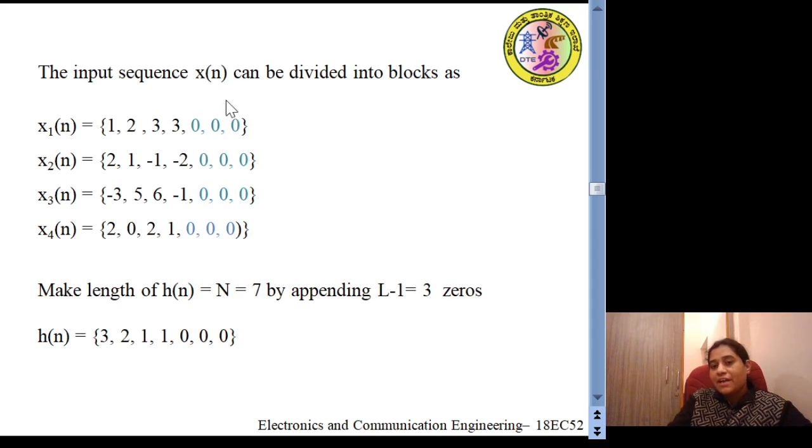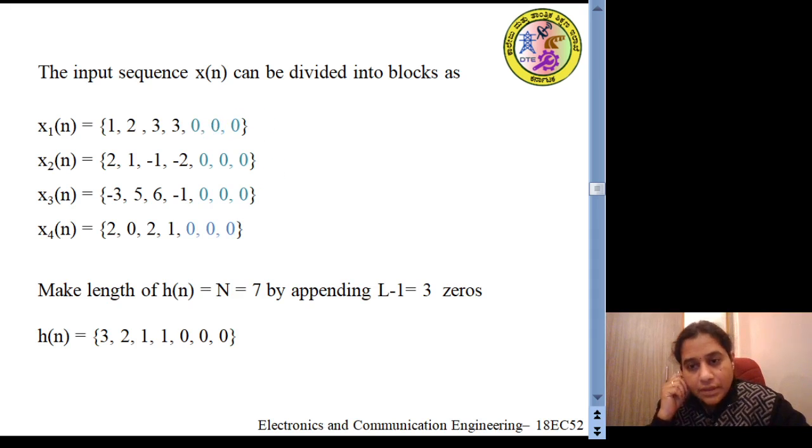Similarly, x2 of n has the next 4 samples of x of n, 2, 1, minus 1 and 2, and these 3 appended zeros make the length of x2 of n equal to 7. Next, the third block x3 of n has the next 4 samples, minus 3, 5, 6 and minus 1, appended with 3 zeros to make the length 7. Similarly, the last block x4 of n has the last 4 samples, 2, 0, 2, 1, appended with 3 zeros, such that the total length of this block is also 7.